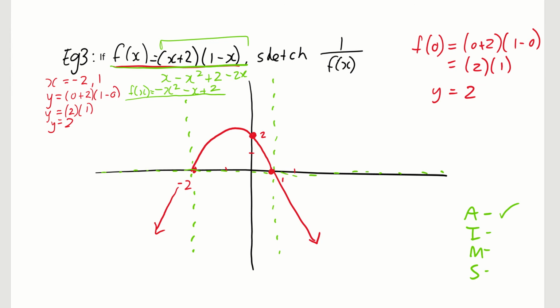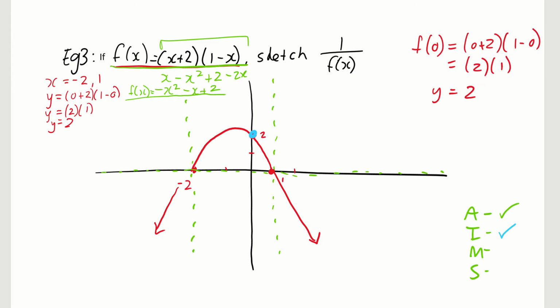So it's going to help me now understand. I'm going to do my reciprocal graph in blue, so I know it passes through there. All right, done my intercepts.